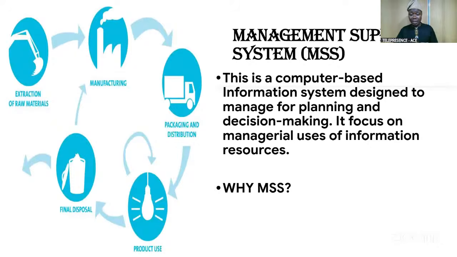Let's go to that circle again. When we extract raw material, we manufacture it, we package it, we distribute, then the product is being used, then disposed, then back to manufacturing. All these, the purpose of a management support system is just for efficient usage of resources, and to improve the performance or the output of a particular organization.